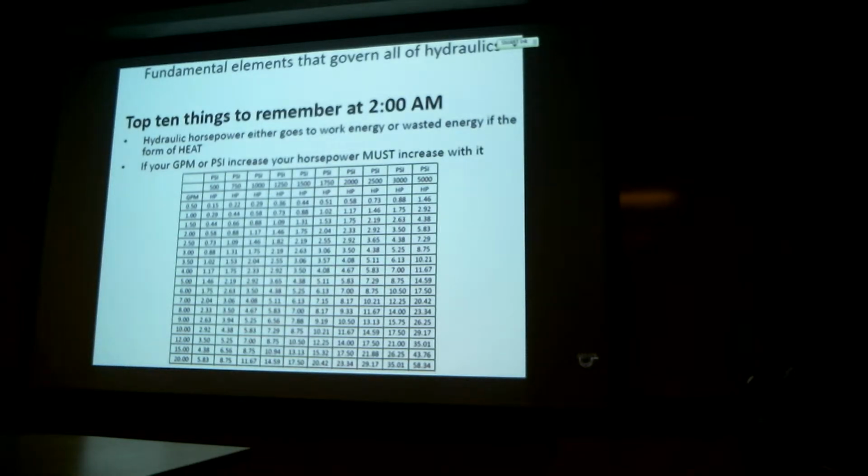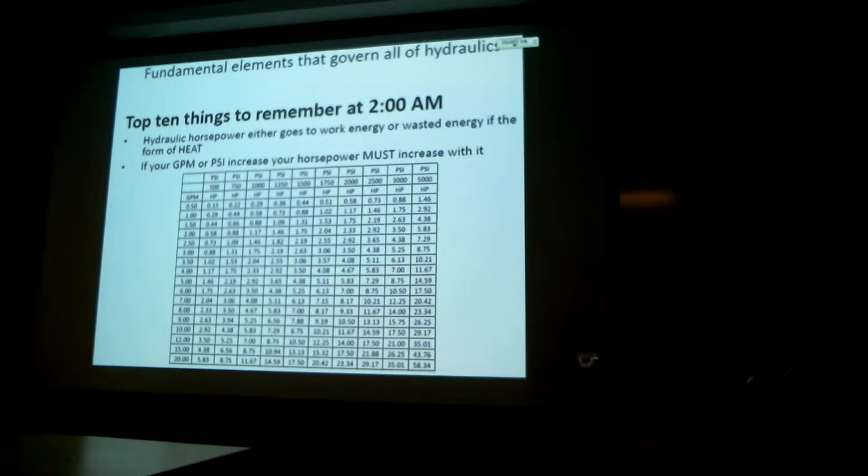So if you look at this chart right here, here's a kind of a neat chart to sort of demonstrate it. You go down the left-hand side of the chart until you find 10 gallons a minute, and then you come across to the right until you get under the 1,500 psi, and it shows you that you need 8.75 horsepower in order to run that system. Alright, if you double the pressure to 3,000 with the same 10 gallons a minute, you need 17.50 horsepower. So what that shows you, if you double your pressure at the same gallons a minute, you have to double your horsepower as well.